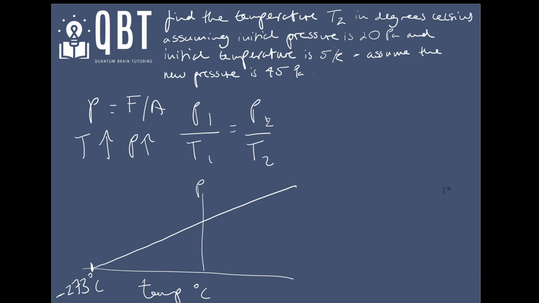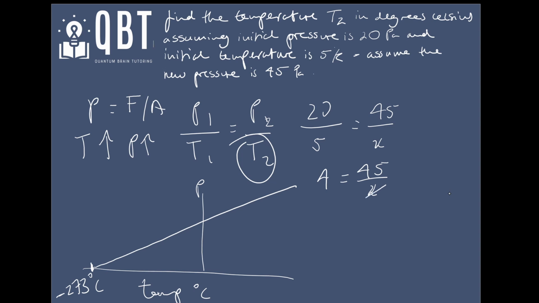So let's look at this question. How do we tackle this? Well, we want to find T2, and we have P1, which is 20, and we have initial temperature, which is 5 Kelvin, and that is equal to 45 divided by x, okay? So we can say that 4 is equal to 45 over x, because 20 divided by 5 is 4. Multiply it across by x, and 4x is equal to 45, yeah? Which means x is equal to 45 divided by 4.